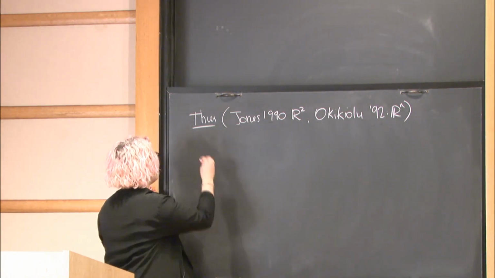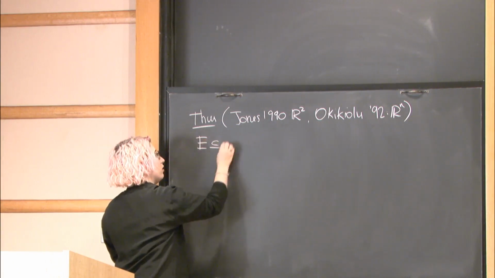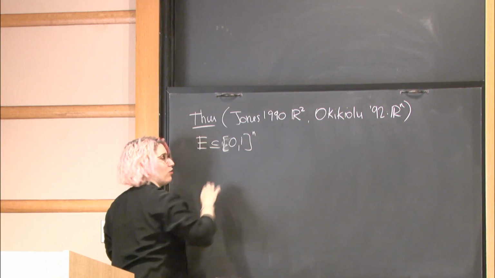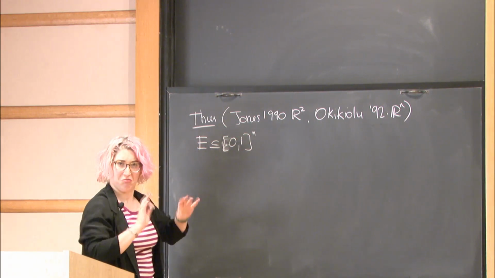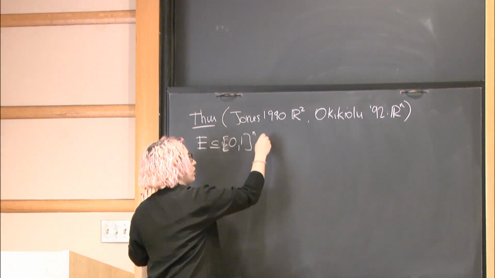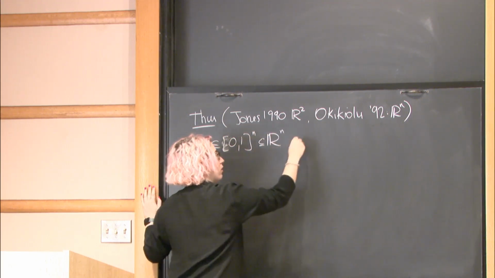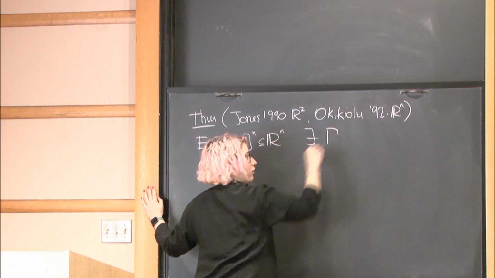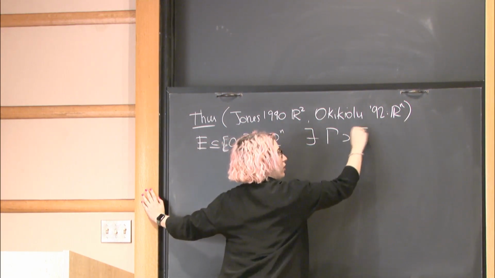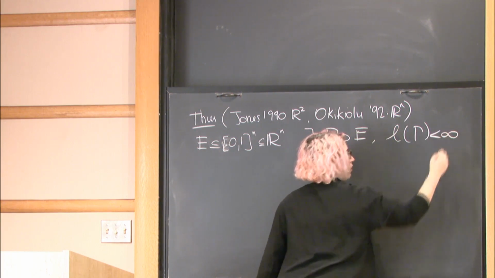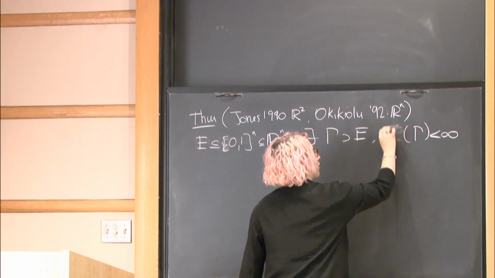And what is the theorem? That given a set E, let's do all bounded sets, so we don't think about that. E in the unit cube in Rn, there exists a curve gamma. Gamma contains E, and the length of gamma is finite. In fact, this is an analysis seminar, so I can do this.